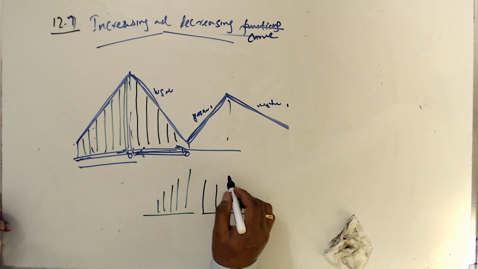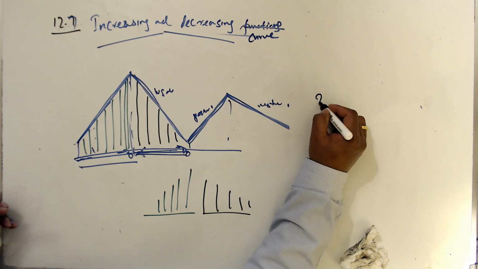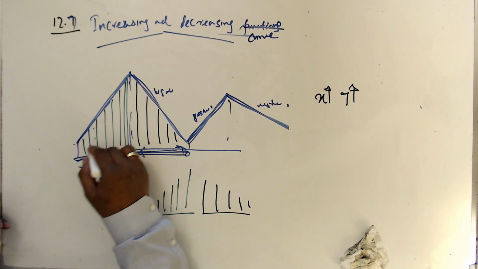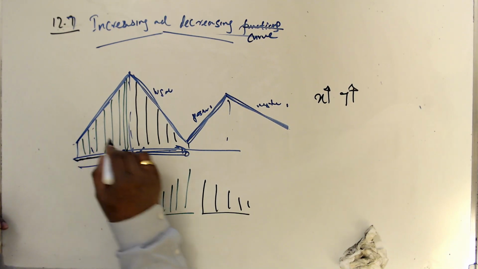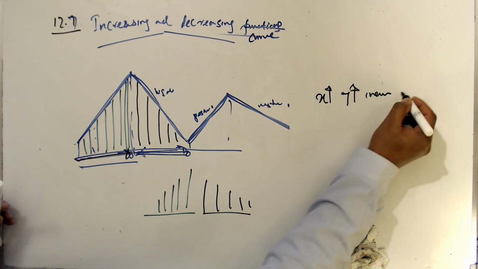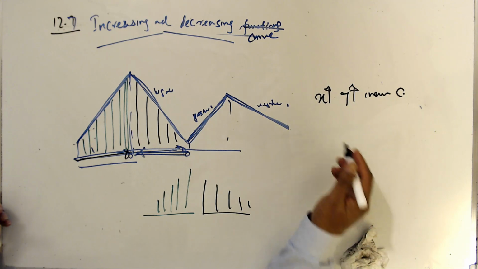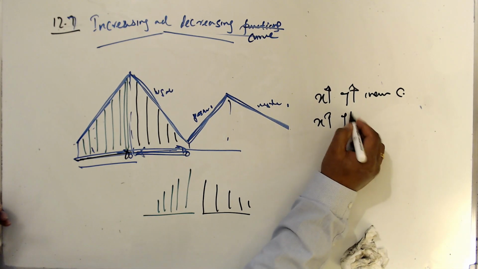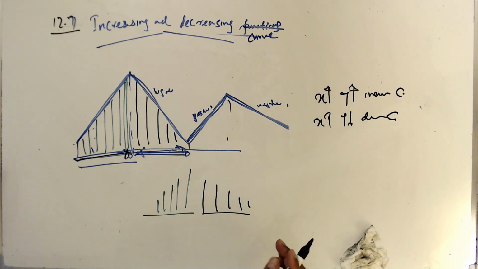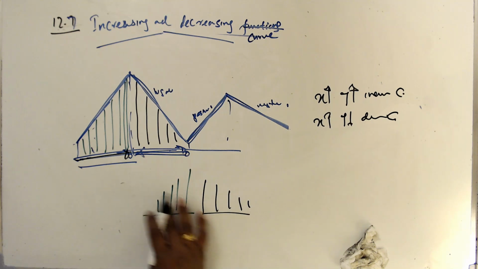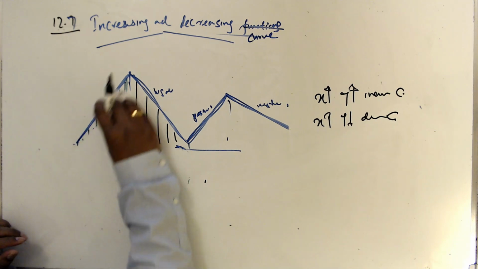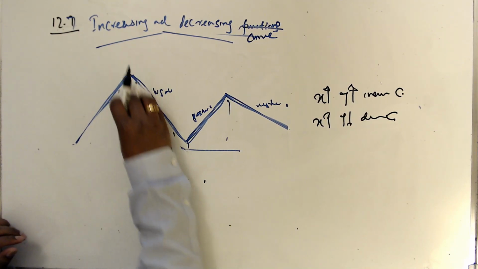When x is increasing, y also increasing, like this. X is increasing, y also increasing, then this is an increasing curve or increasing function. And x is increasing, y is decreasing, then this is a decreasing curve. So it's very simple. So this is another observation, but simply we are working with the gradient.